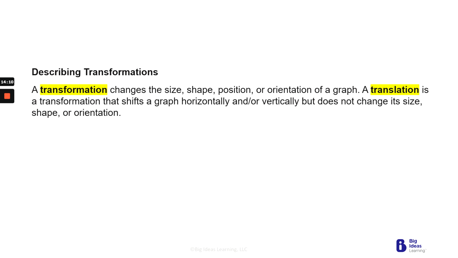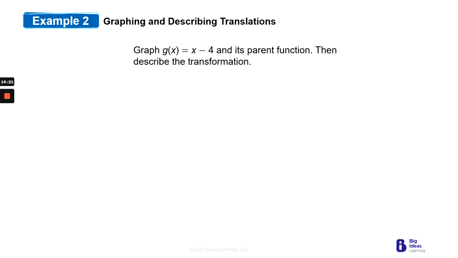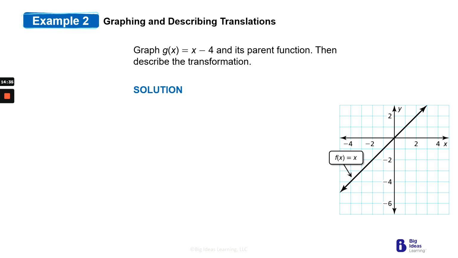All right, so look at example number 2. It says graph x minus 4 and its parent function, then describe the transformation. So first off, how do I graph the parent function? Well, what is the parent function? Where did it start off? The parent function was just y equals x, right? This is a line. So the first thing you're going to graph is just y equals x, where we cut through the origin, and my slope is just a 1. It's very boring.